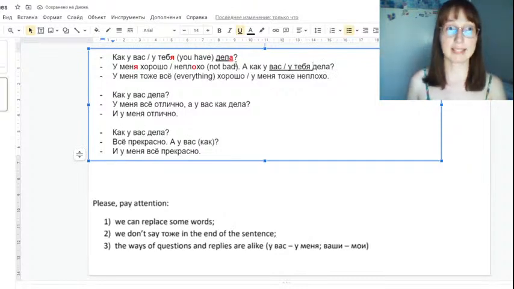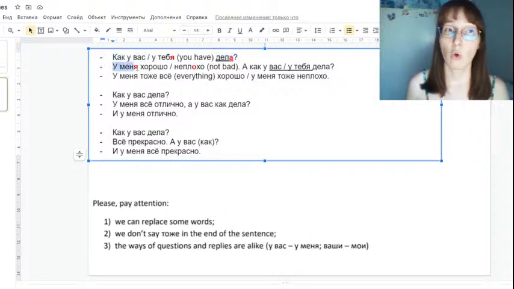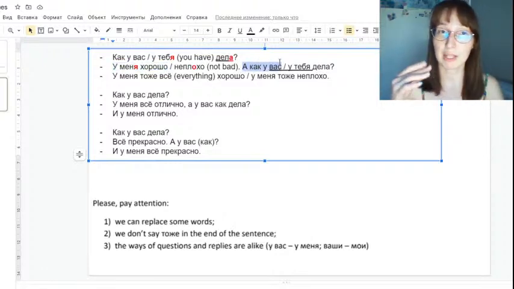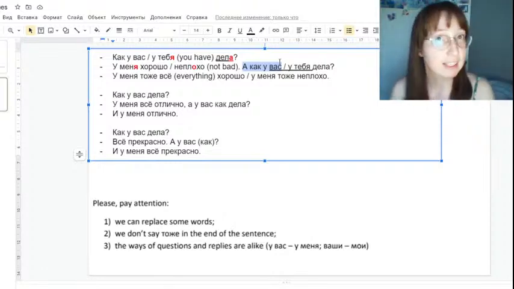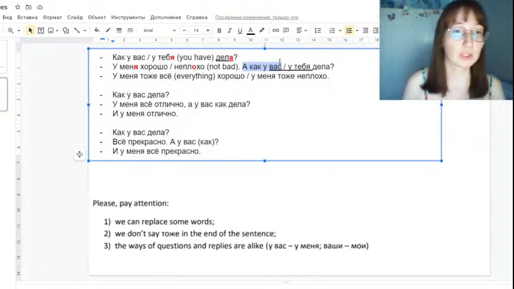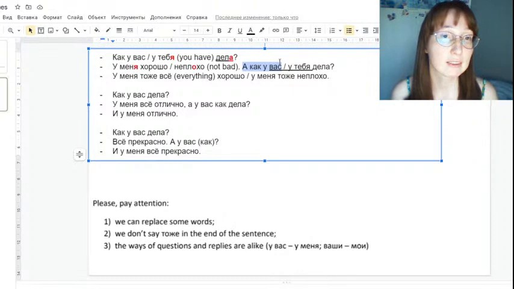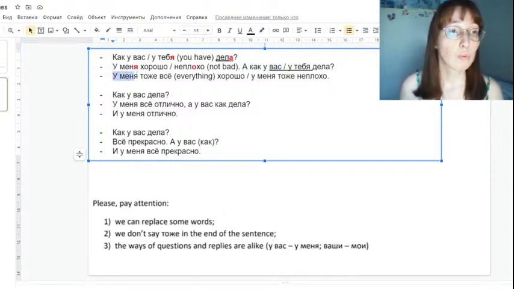So let me read the whole dialogue. Как у вас дела? У меня хорошо. А как у вас? Or you can replace а у вас как? Or you can say just а у вас? У меня тоже все хорошо.